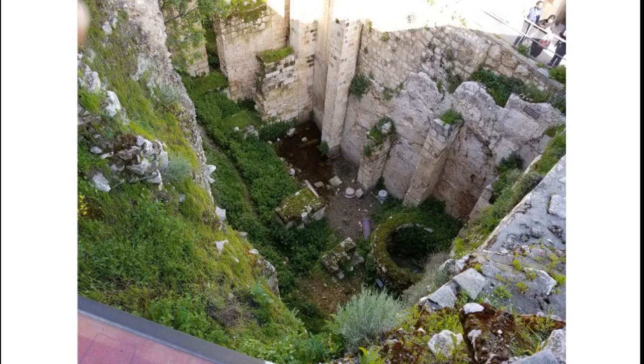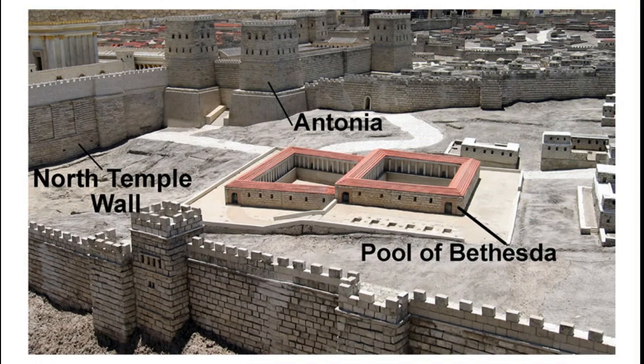Here is the pool of Bethesda. You can't really see that much, and so the pictures we have now that I can show you aren't very helpful, but based on the ruins we have and the knowledge we have of the place, this is what it looked like in the time of Jesus. 5 porticos, if you count these 2 as 1 going horizontal, and then 3 going vertical, 5 porticos. And maybe these were more connected, and that's why they called it 5 porticos. But anyway, that's the pool of Bethesda.